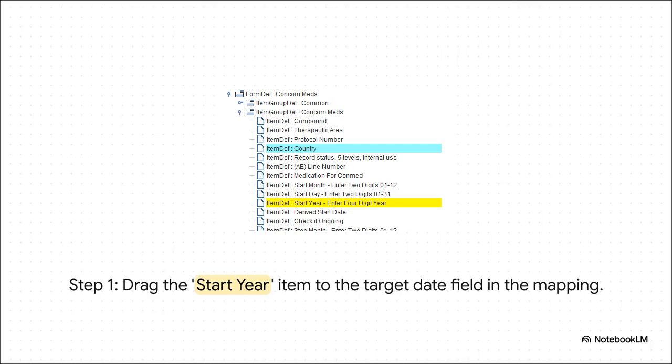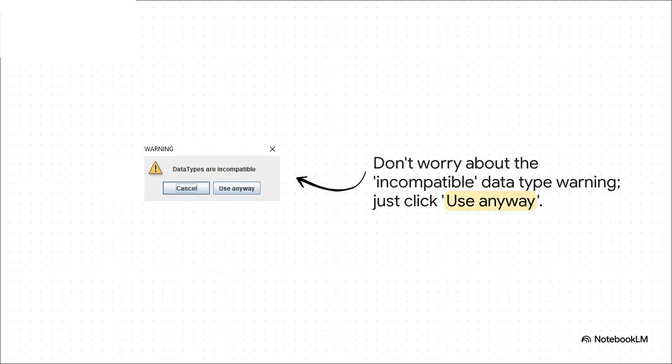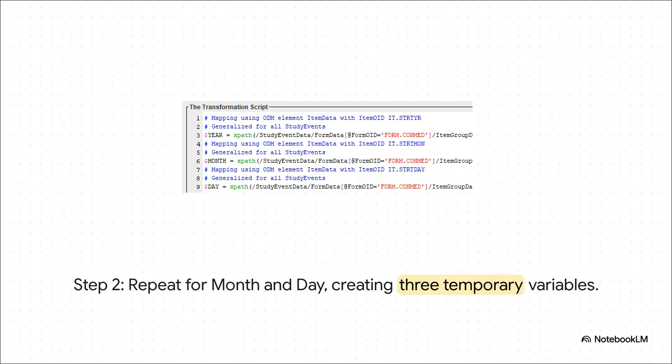Pretty cool, right? Now, you're going to see this warning pop up about incompatible data types. Don't panic. This is totally normal. It's happening because the tool wants a full date and we've only given it a year. Just click Use Anyway. Then it's a good idea to rename the little temporary variable it makes to something that makes sense, like $year. And then you just do it again.